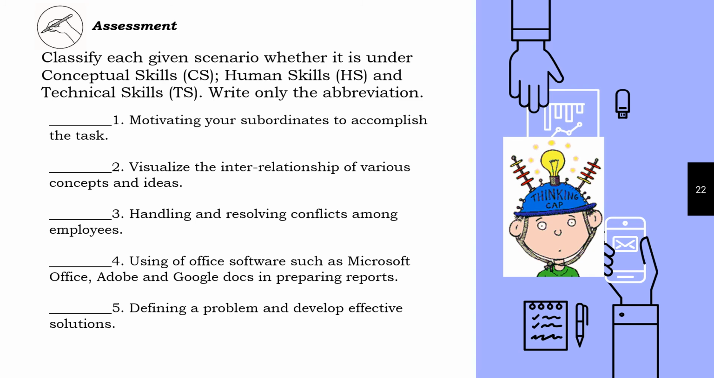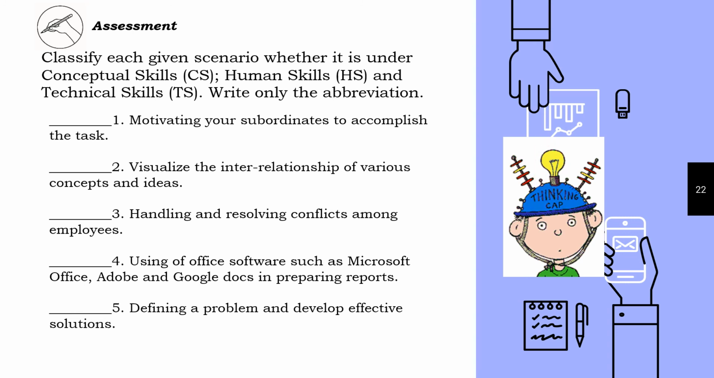Okay class, so let's have an assessment. You can write your answer in your activity notebook. So you just need to classify each given scenario, whether it is under conceptual skills, human skills, and technical skills. Write only the abbreviation. So for number 1, motivating your subordinates to accomplish the task.